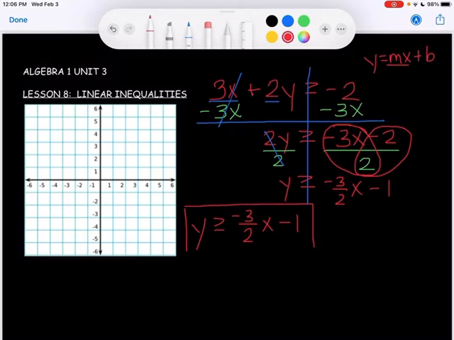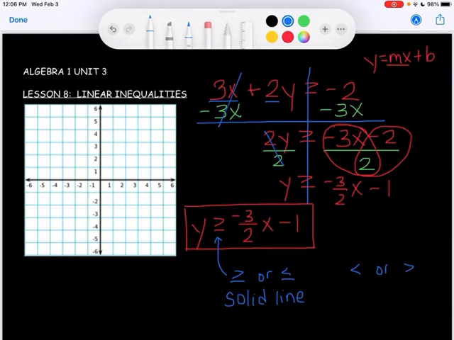So now we're going to graph it just like we would a line, but you have to watch out for a few things. First of all, you have to look at the inequality symbol. If it's greater than or equal to, or it's less than or equal to, it's got that equal to sign, you're going to have a solid line. But if it was just less than or just greater than, then you're going to have a dashed line. So in this case, we're going to have a solid line because we've got that equal to portion.